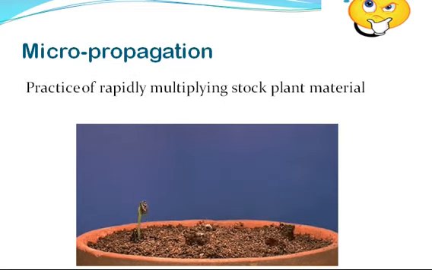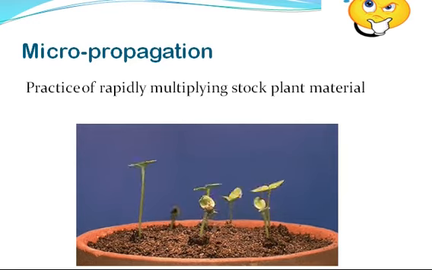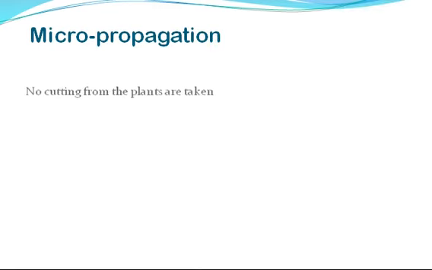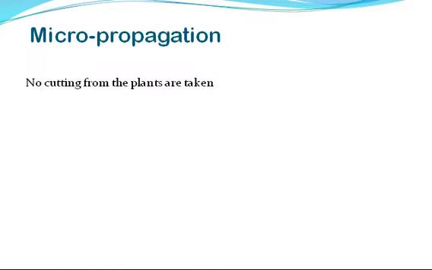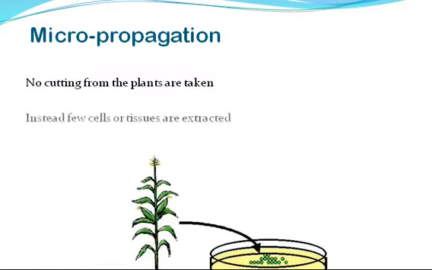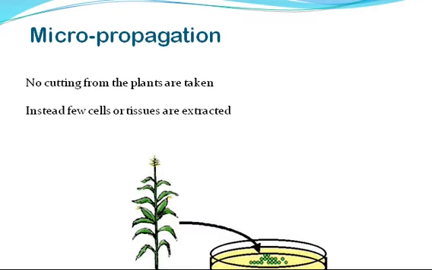Micropropagation is the practice of rapidly multiplying stock plant material. There are some interesting facts about this process of micropropagation which will amuse you. Some of them are: no cuttings from the plants are taken. Instead, a few cells or tissues are extracted and then they are cultured in a suitable nutrient environment to produce new plants.